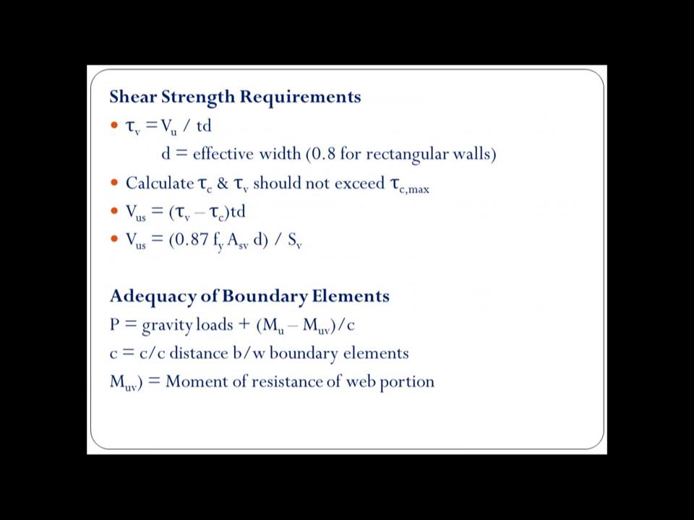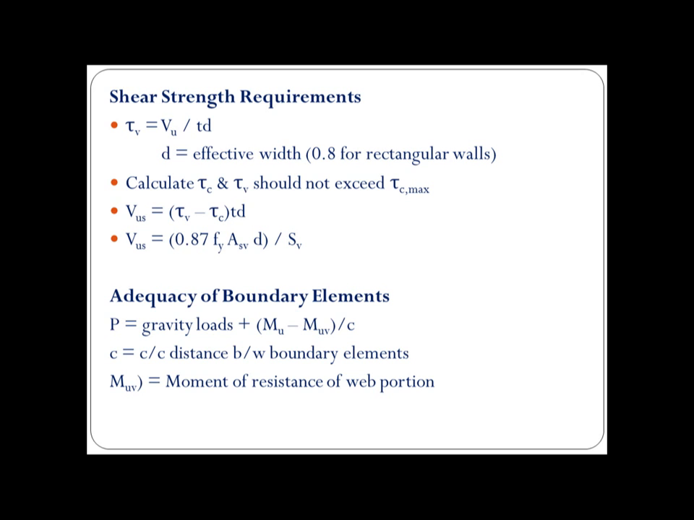Shear strength calculations. We provide minimum reinforcement, horizontal as well as longitudinal. We calculate the shear stress and check whether the provided steel is enough or not. Now tau v is the actual shear stress, given by Vu upon t d. Here d is the effective width, 0.8 L for shear walls.